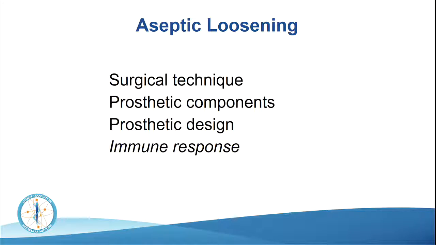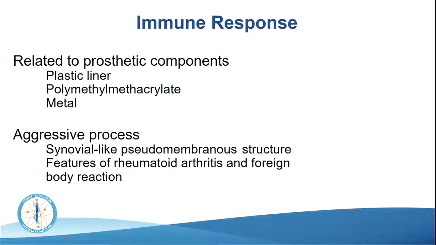Aseptic loosening can be the result of a variety of different causes, but it's now recognized today that far and away the most common cause is that of an immune response on the part of the patient's body against the foreign body that has been inserted into that individual. It's related to the prosthetic components, so it can be secondary to the placement of the plastic liner, which sometimes fragments, a reaction against the polymethyl methacrylate, the cement, and even a reaction against the metallic components because the metallic ions can leach out into the bloodstream.